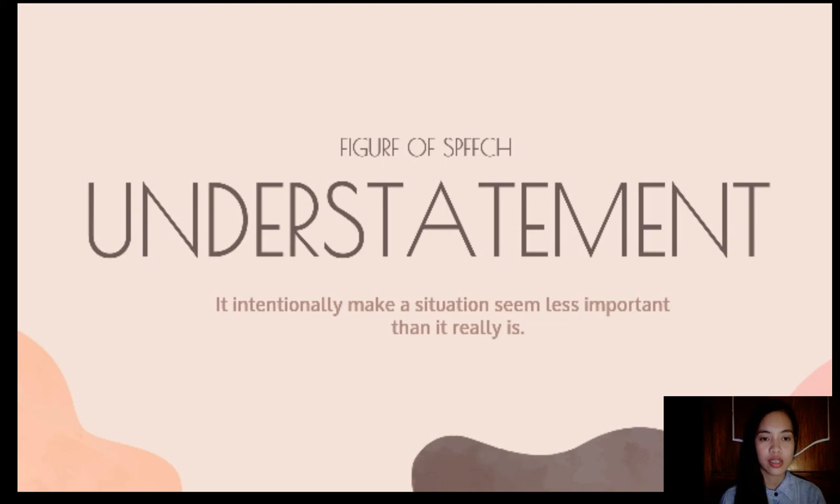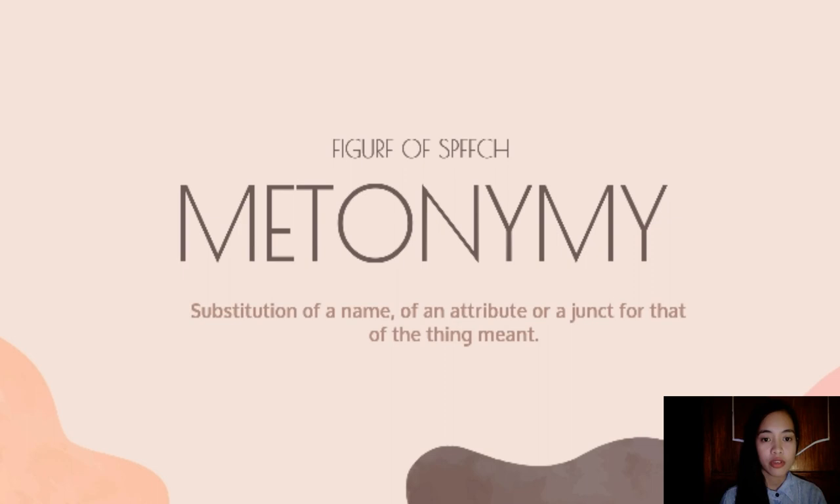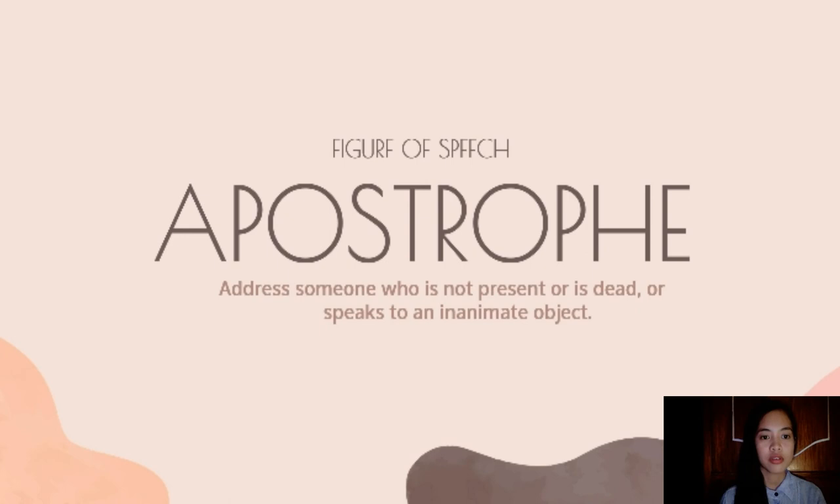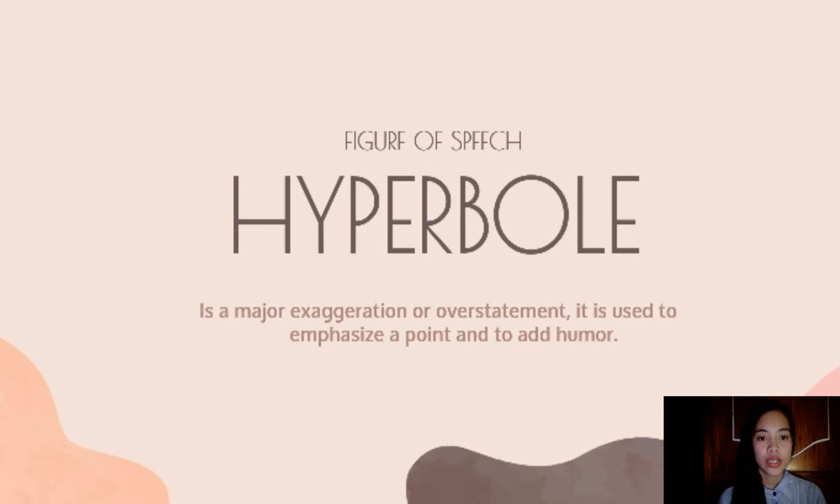Next, metonymy, which is the substitution of a name of an attribute or adjunct for that of the thing meant. Next is apostrophe. As a literary device, an apostrophe is a poetic phrase or speech made by a character that is addressed to a subject that is not literally present in the literary work. Lastly, we have here the hyperbole, or the exaggeration of statements or claims not meant to be taken literally.